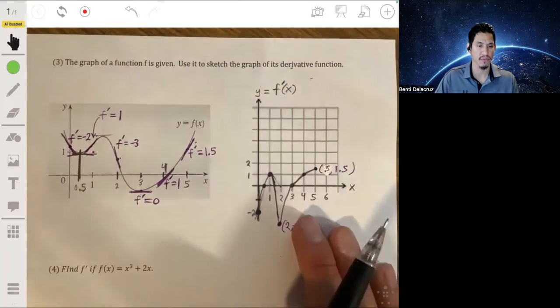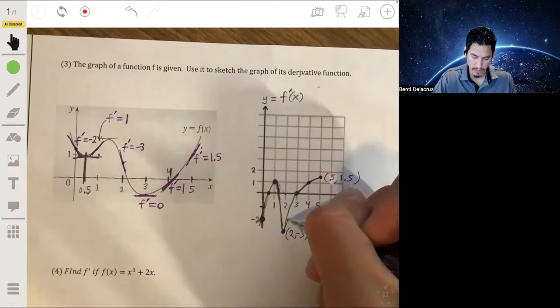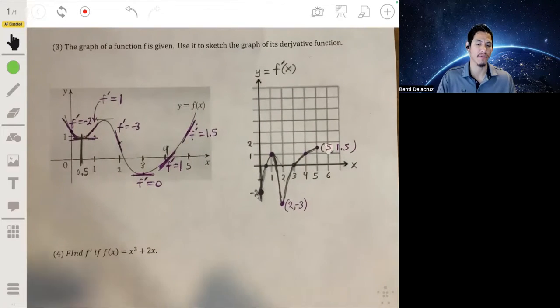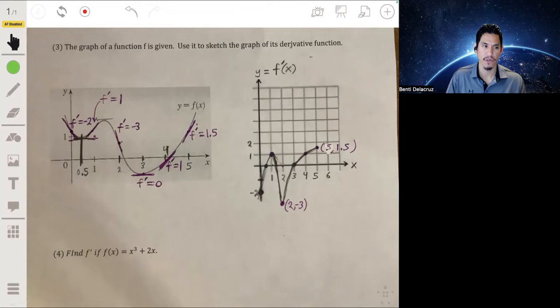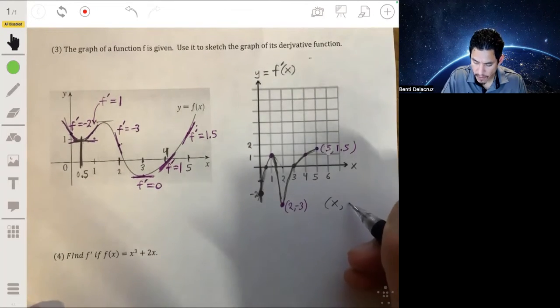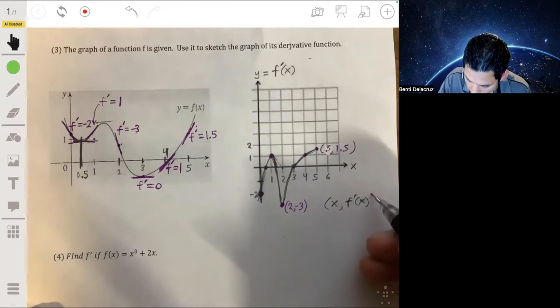So again, this is just a rough idea. This is not perfect, because to be perfect, we would have to go through many, many points. But this is the idea behind graphing the derivative of a function. We graph points, essentially x, and then we can say f prime of x. That's how these points would be read.